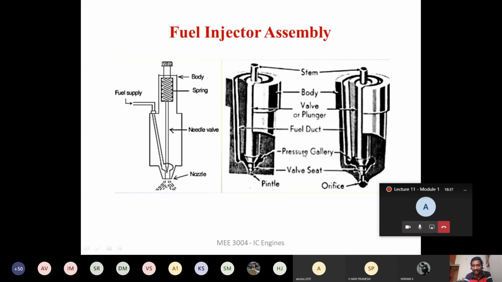Oil pressure gallery or sac. Okay, so this is the fuel duct, and this is the needle valve, and this is the outer body, and this needle valve has a stem. Okay, so this is the complete fuel injector assembly part.